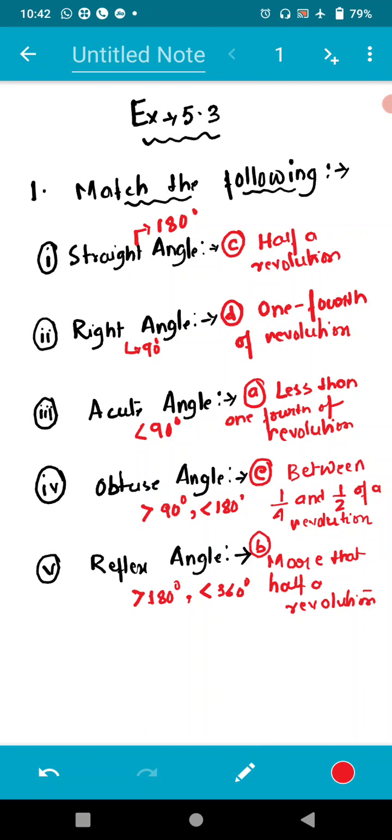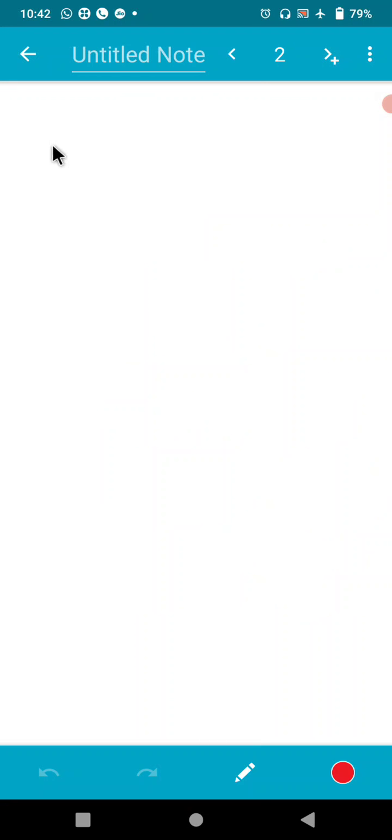Fine. And there is one extra option given, that is one complete revolution. For that we don't have any choice, so we'll keep that aside. Okay, so this is a complete solution of question number 1. Now let's move on to question number 2. So in question number 2, what do we have to do? In question number 2, we see that some drawings are given. Fine. So we have to classify all these drawings as a straight angle or right angle or acute angle.